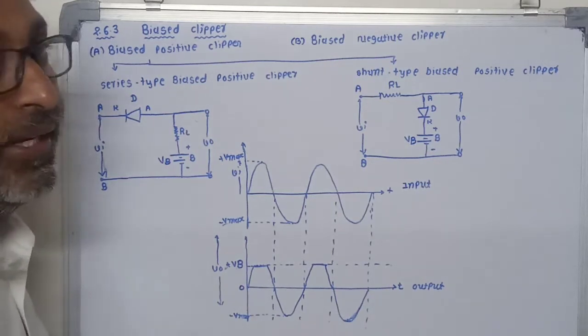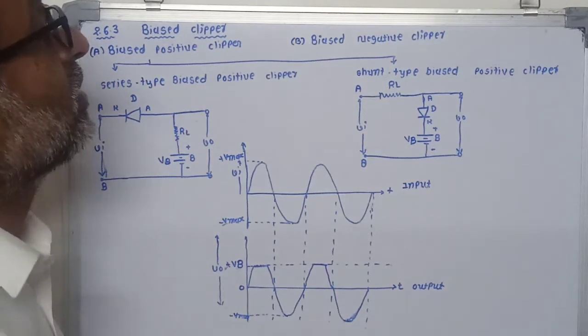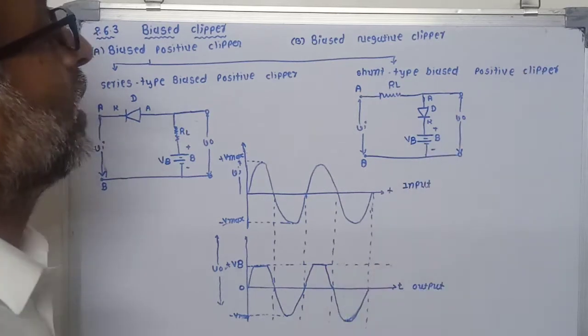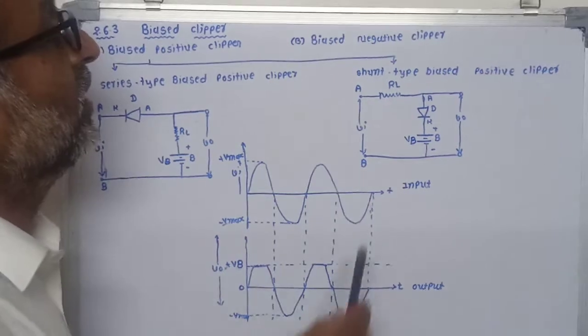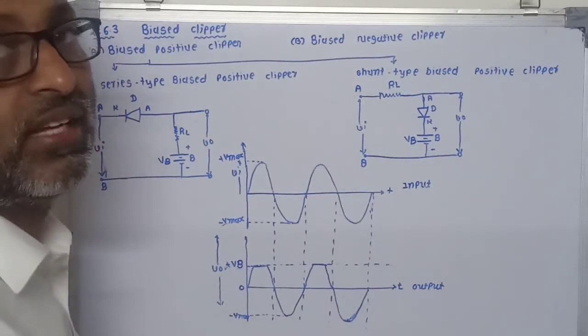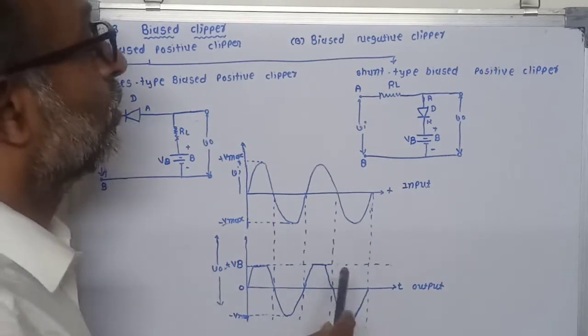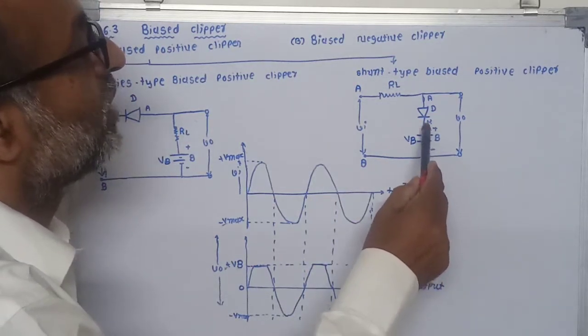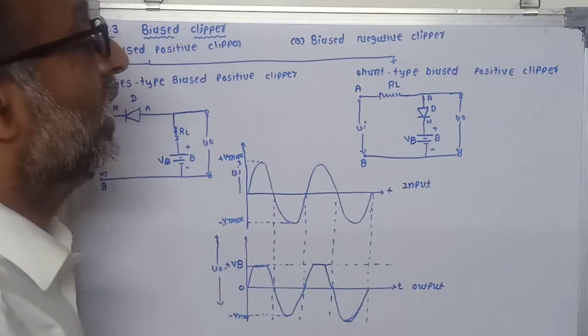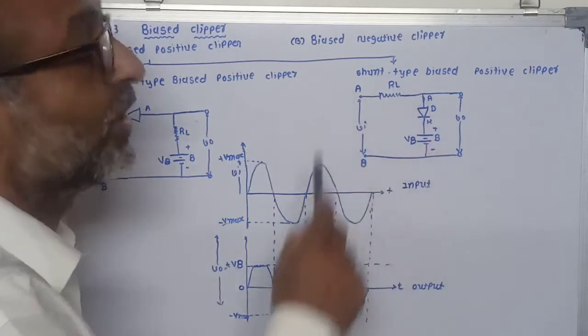short circuit. Now similarly, the shunt type biased positive clipper. So here this diode D is connected in parallel to this load resistance RL. So a battery is connected. The positive terminal of this battery is connected to the cathode and the negative terminal of this battery is connected to the anode of this diode.